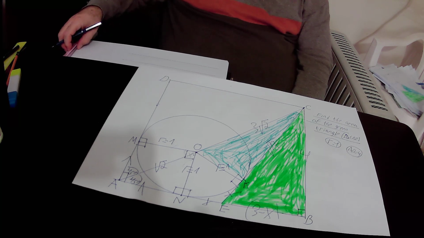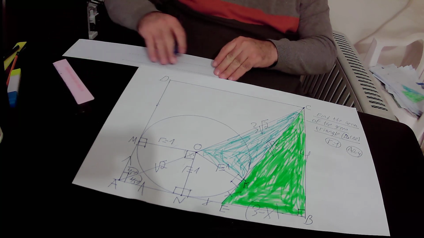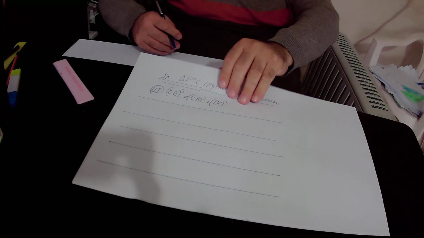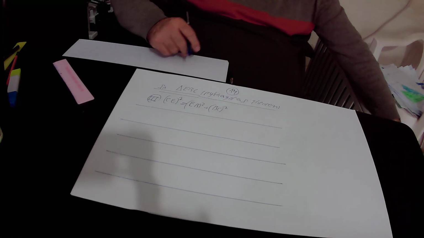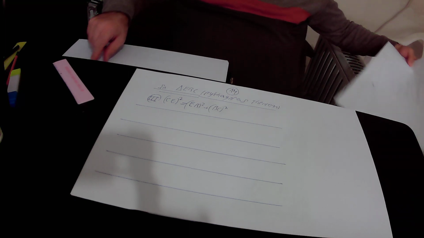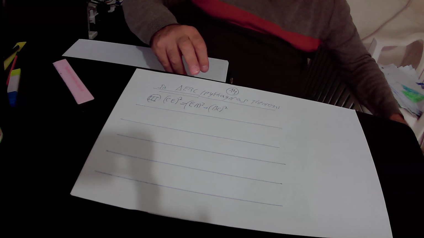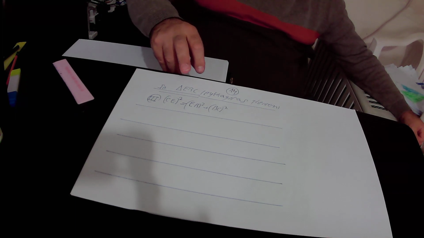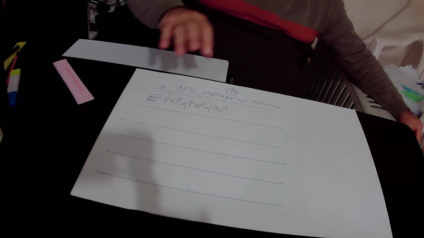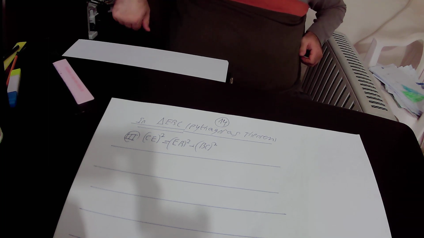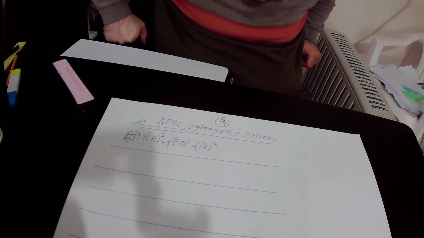So I'll repeat again. On the right green triangle EBC, according to the Pythagoras theorem, the square of the hypotenuse equals the sum of the squares of the perpendiculars. The hypotenuse in the right triangle EBC is CE, therefore the square of the hypotenuse is CE squared, and it equals EB squared plus BC squared.